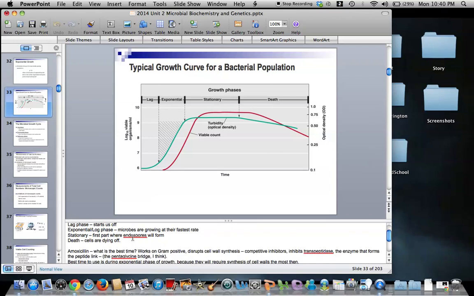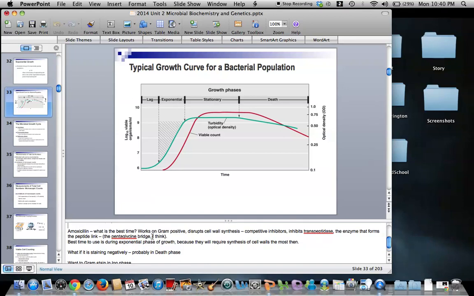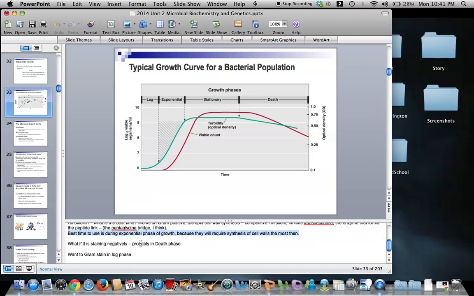Alright, I don't think there's anything important about those. Amoxicillin, the best time to use it is on the exponential phase because it will disrupt. Amoxicillin works by disrupting cell wall synthesis, and so the only time cell walls are being really built all that much is during the exponential phase. And you have the added bonus of avoiding the time when endospores have formed. And it works as a competitive inhibitor, inhibiting transpeptidase, which makes the pentaglycine bridge that was discussed for the previous test. The best time to use is during the exponential phase, that's what I just said.